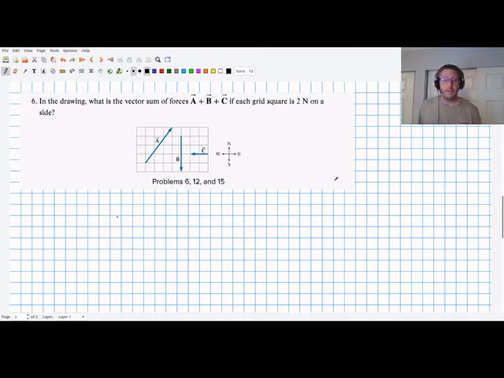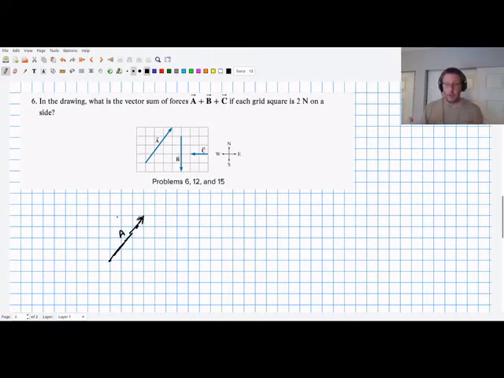Okay, now let's move on to problem 6. In the drawing, find the vector sum of forces A plus B plus C. What is the vector sum of the forces if each grid square is 2 newtons on a side? Basically it's asking what's A plus B plus C, and then translate that into numbers for a force. A looks like it is 1, 2, 3 to the right, 1, 2, 3, 4 up. So let me draw that. There's my A.